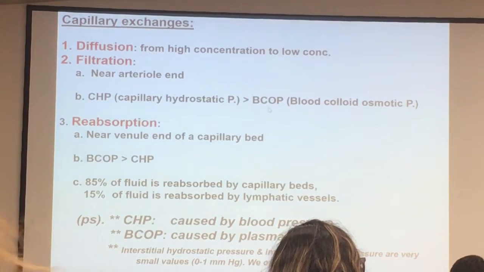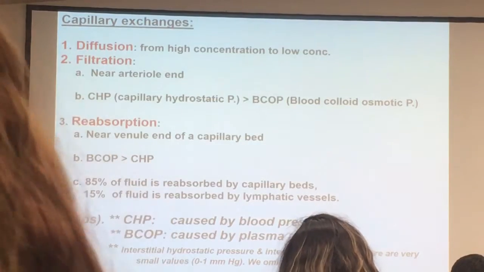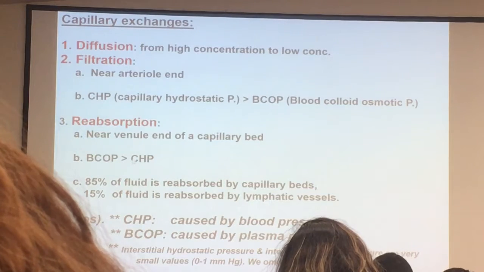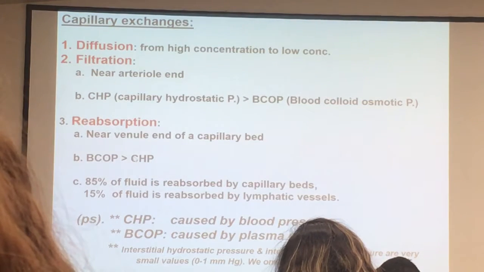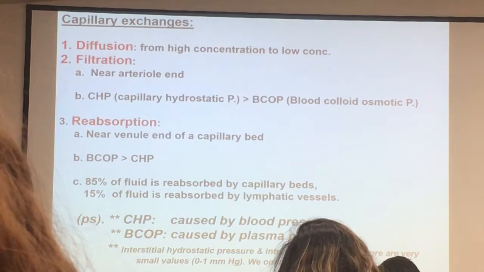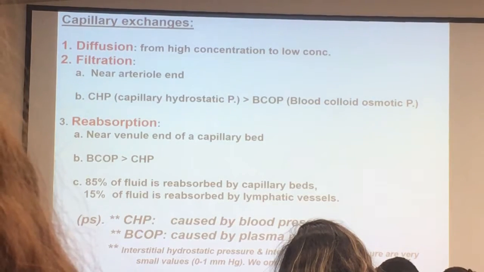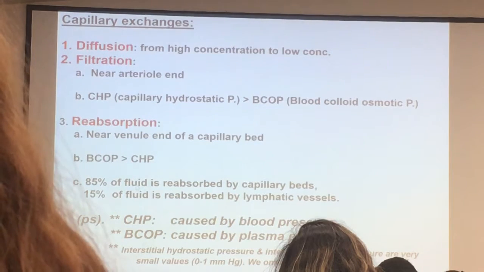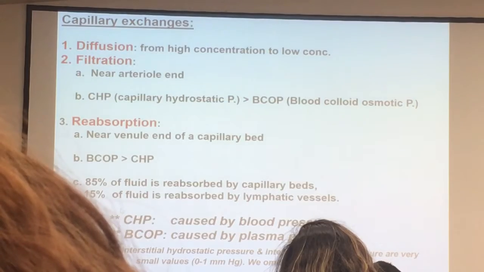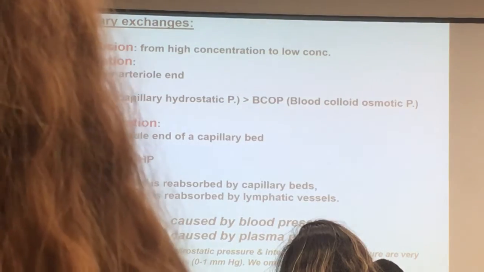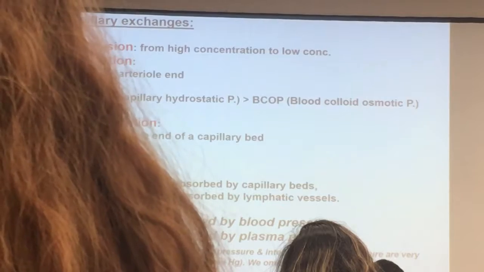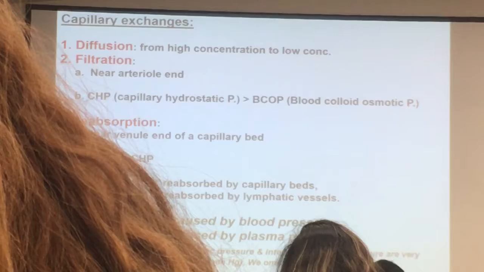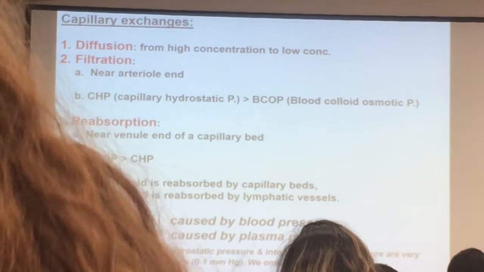Okay, and then in the venous end, BCOP is greater than CHP. Now, I'll give you an example: going in 25 and then going out 18. So here I say 85% of fluid will be reabsorbed by the capillary. 15% will go to the lymphatic system. CHP, capillary hydrostatic pressure, is caused by blood pressure. BCOP is caused by plasma protein there. Okay.